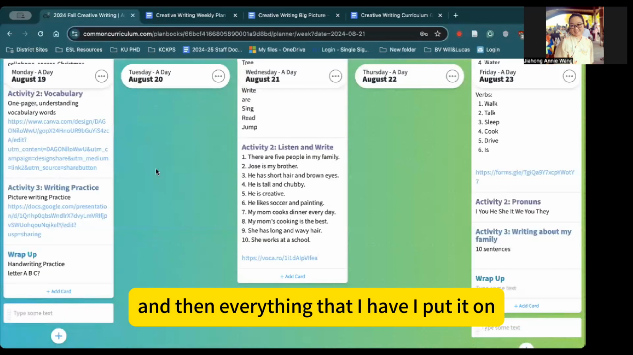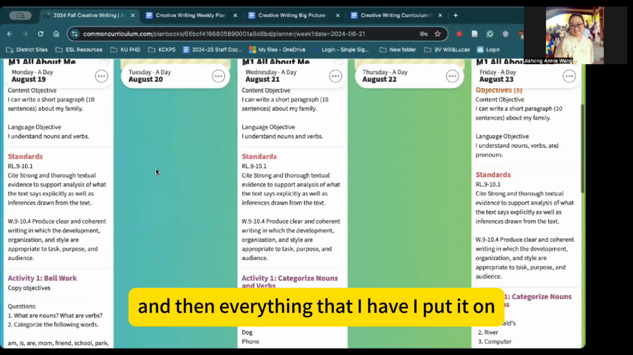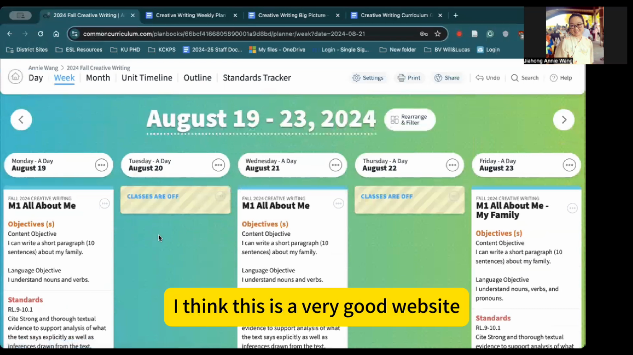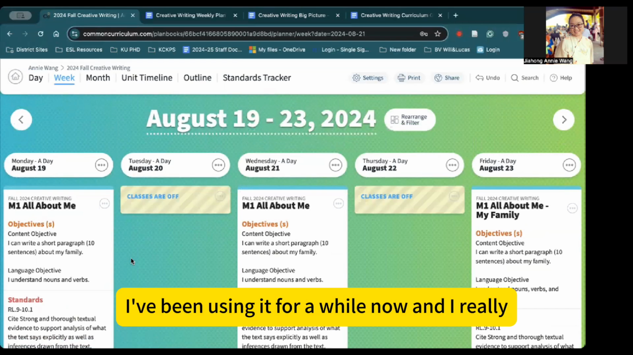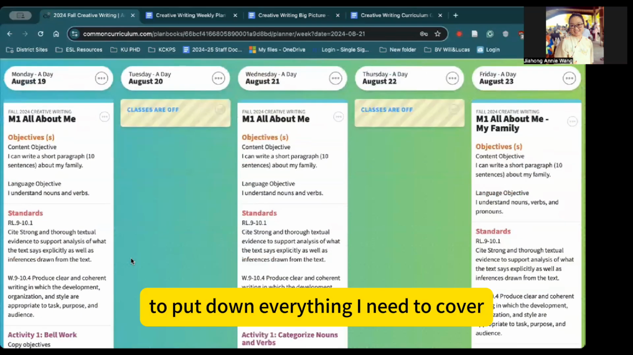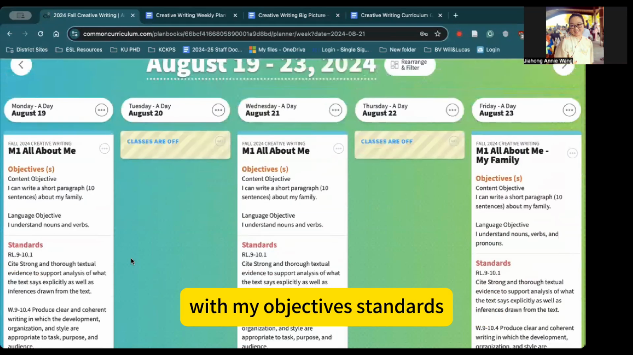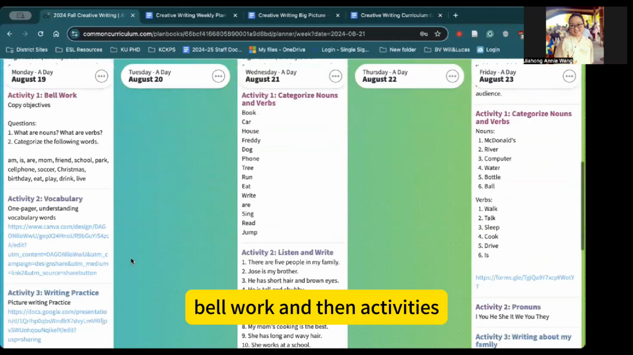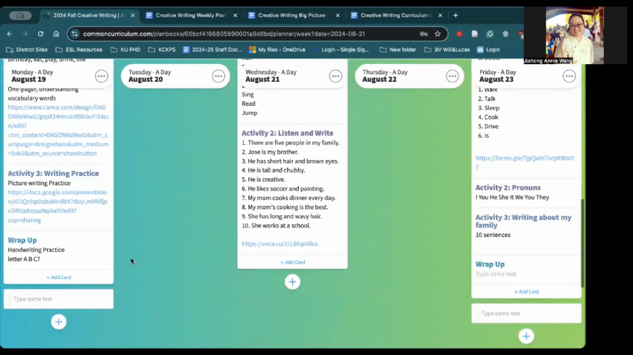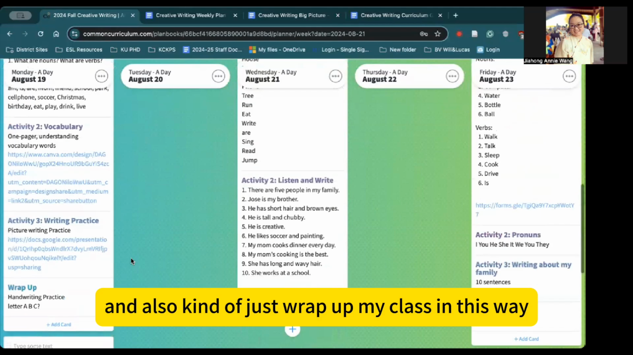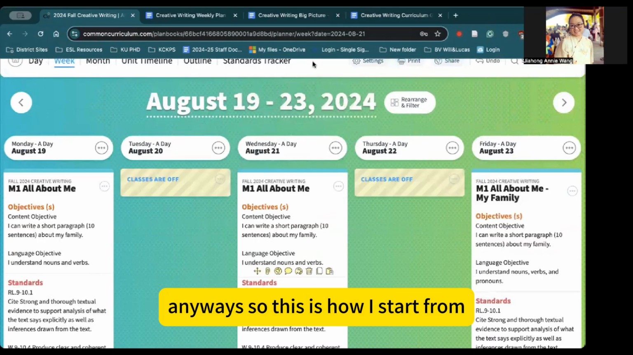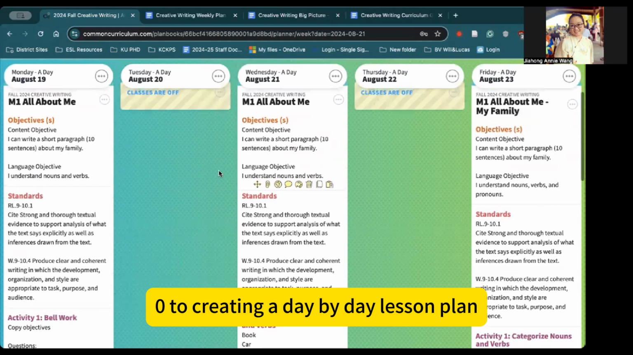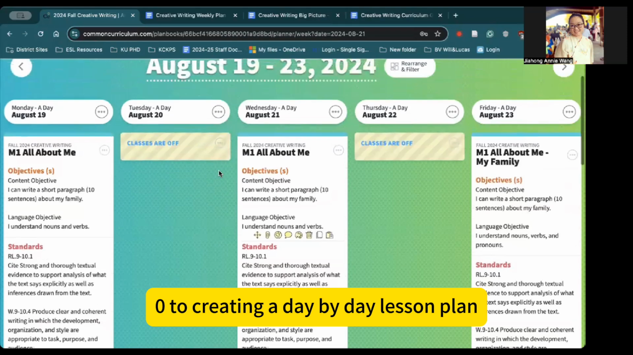Everything that I have, I put it on Common Curriculum. I think this is a very good website. It's completely free, a very useful website. I've been using it for a while now, and I really enjoy using it to put down everything I need to cover with my objectives, standards, bell work, and activities, and also wrap up my class in this way. Anyways, this is how I start from 0 to creating a day-by-day lesson plan.